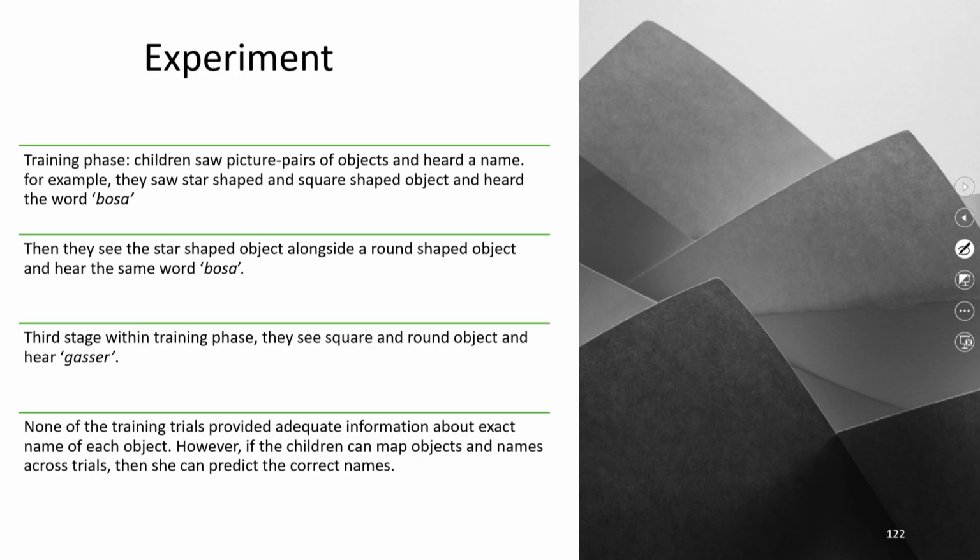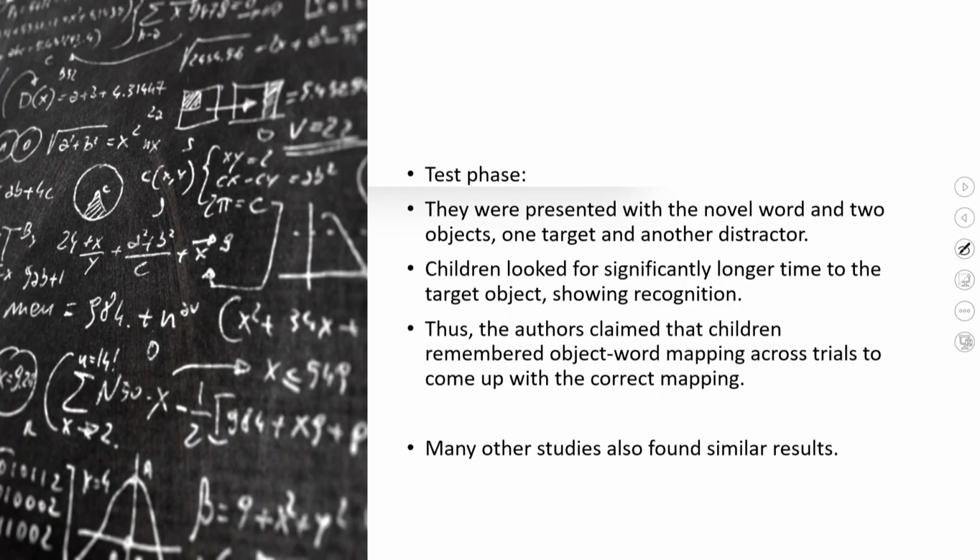They hear this new word. Now, none of the training trials provided adequate information about the exact name of each of the objects. However, if the child remembers across contexts, they will be able to easily figure out what the word Bosa or the word Gasser refers to, right. So, this is the idea. In the test phase, they were presented with a novel word and two objects, one target, another a distractor. Children looked for a significantly longer time at the target object, showing recognition.